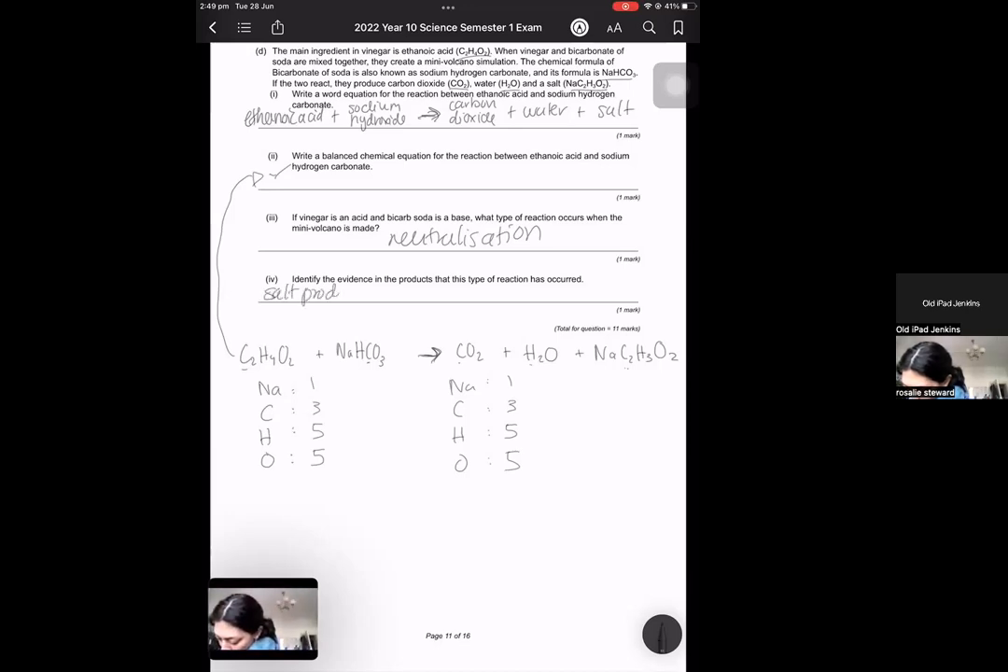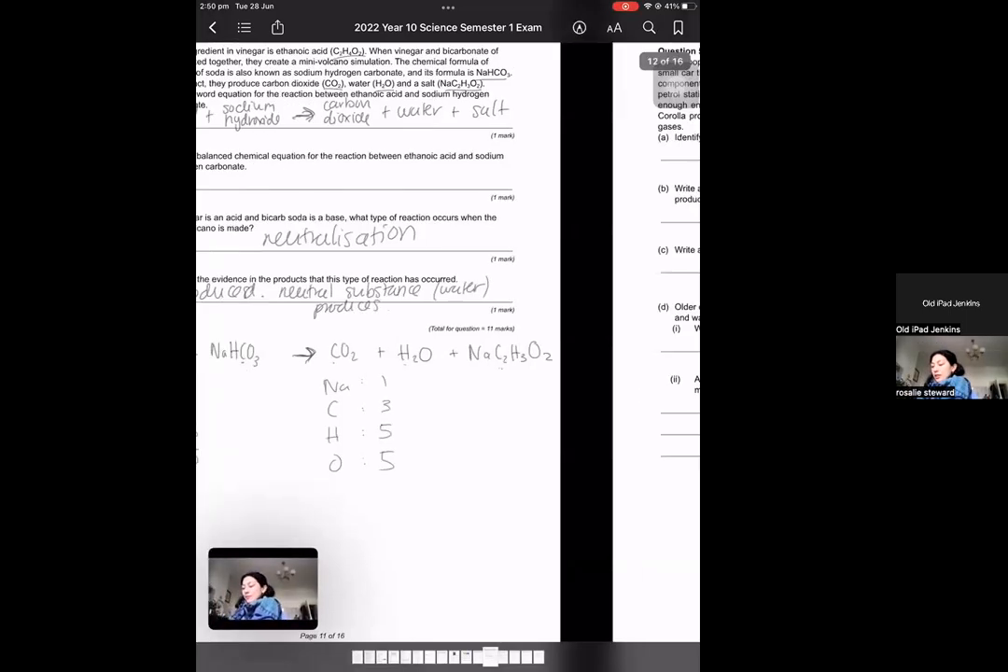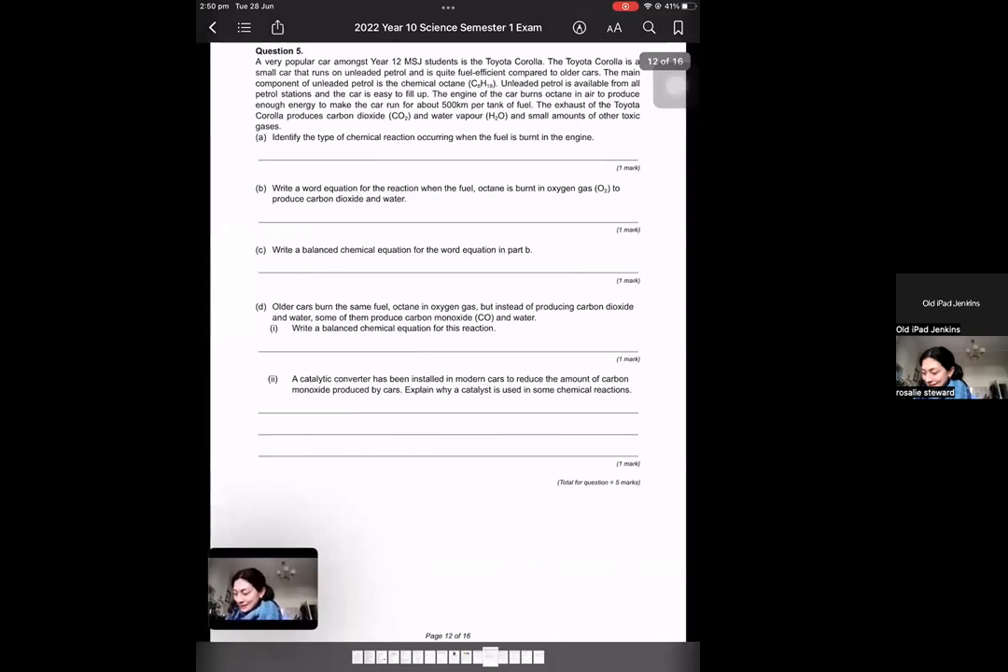Salt produced. It's only 1 mark. You can just say salt produced. You can also say neutral substance, water produced. It's 1 mark. Cool. Moving on. Another chemical thing.